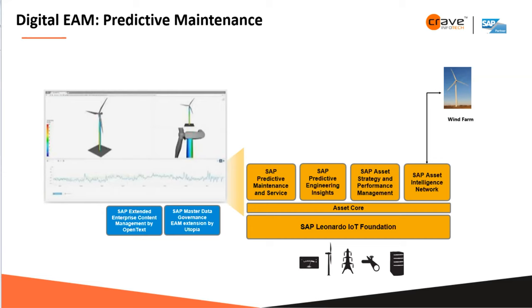In this detection, SAP has already provided some very good algorithms in the system, and we are able to add them in Crave. We are ready to give custom algorithms also for you. Principal component analysis is one of the predictive maintenance algorithms given by SAP.